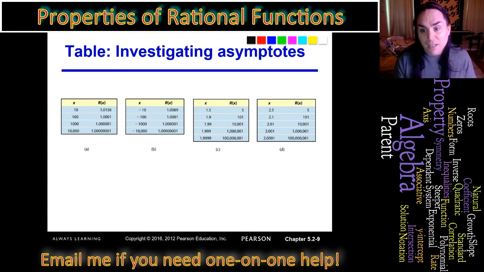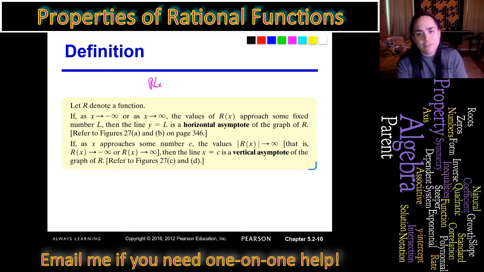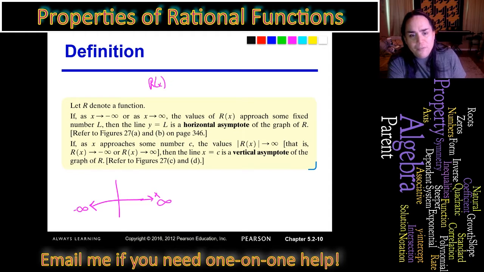This is just analyzing tables to see what's happening with end behavior. Okay, so let R denote any function. So R of x is the function. If as x approaches negative infinity or infinity, that means if I've got some function and as I go to the left forever or as I go to the right forever along x, if the values approach some fixed number L, so let's call this L.